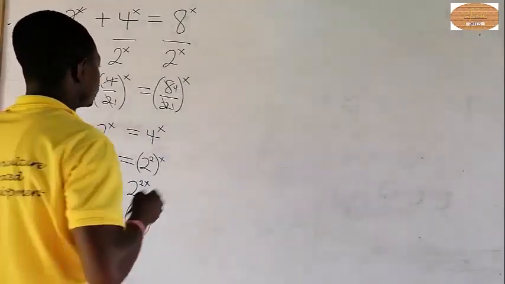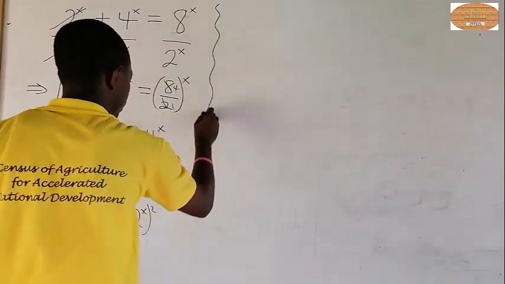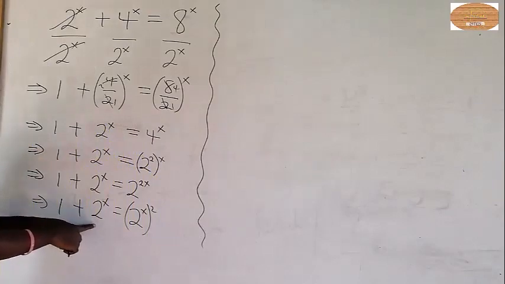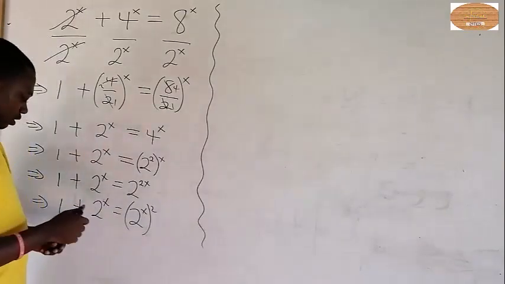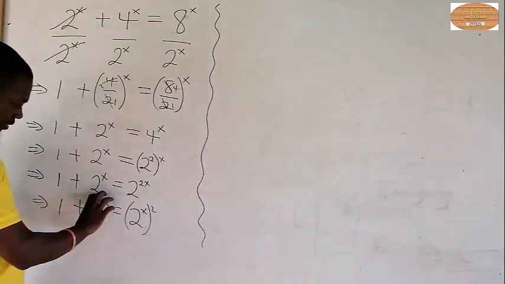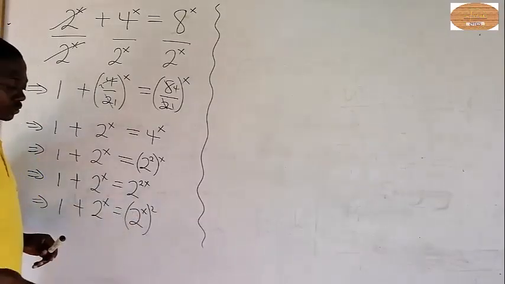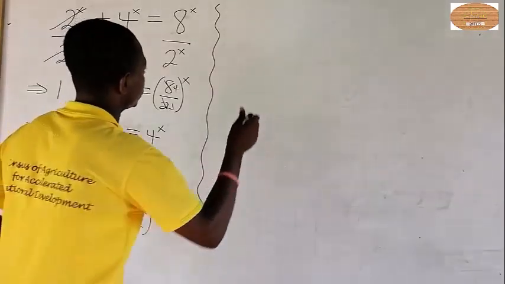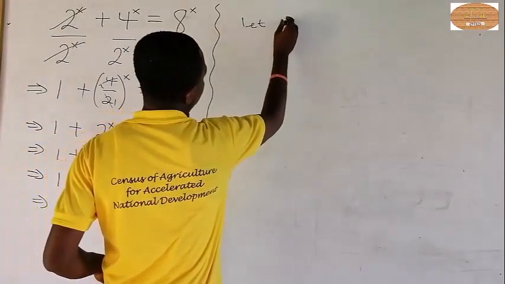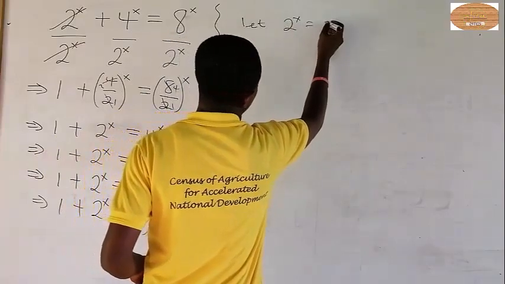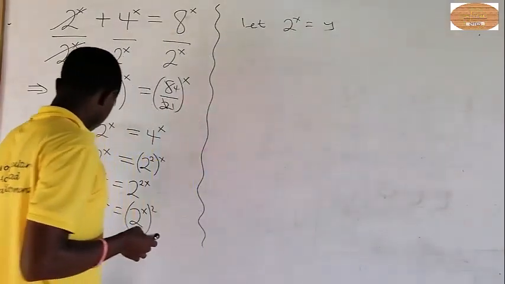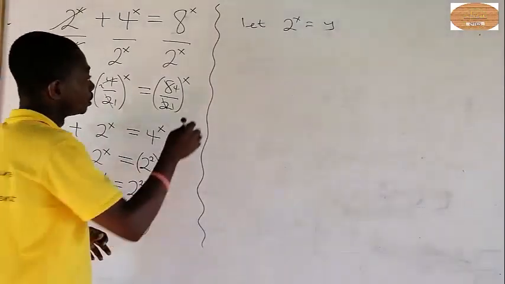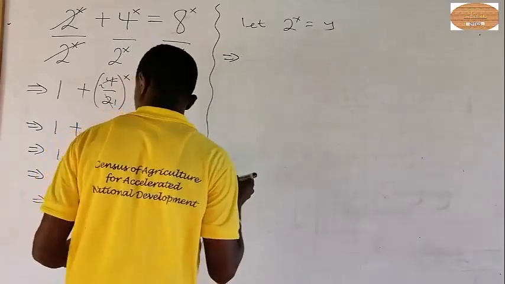Now, so let's proceed. So we have 1 plus 2 to the power x equals 2 to the power x to the power 2. So let's represent 2 to the power x by a variable. So let 2 to the power x be, let's say, y. Alright. So when you see 2 to the power x, you put y there. That's the meaning.